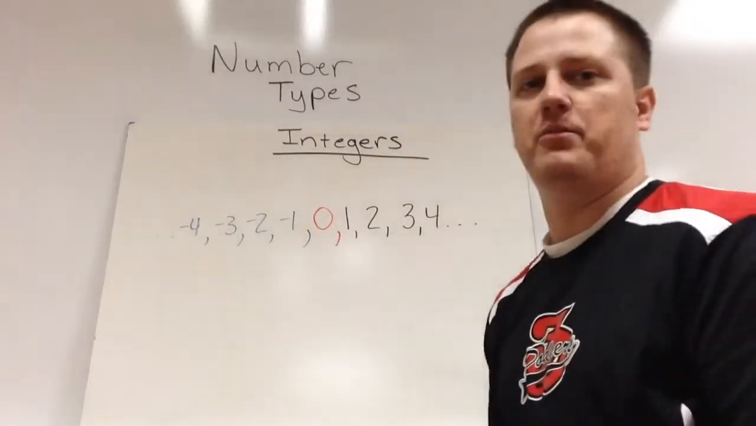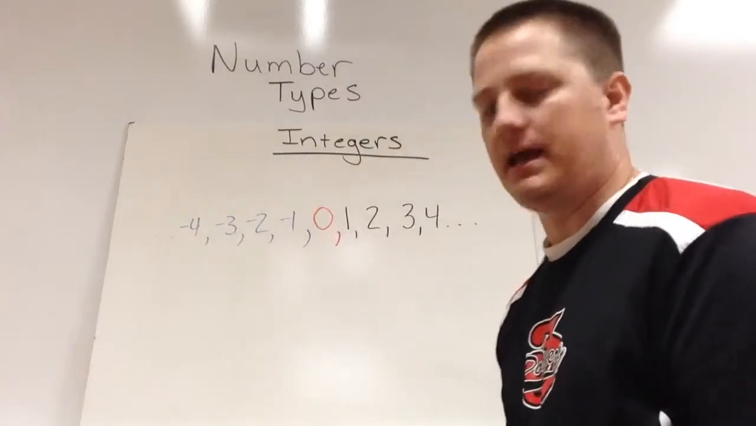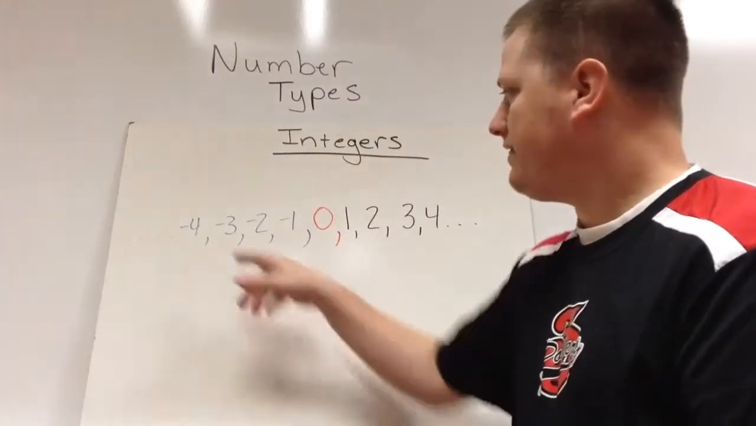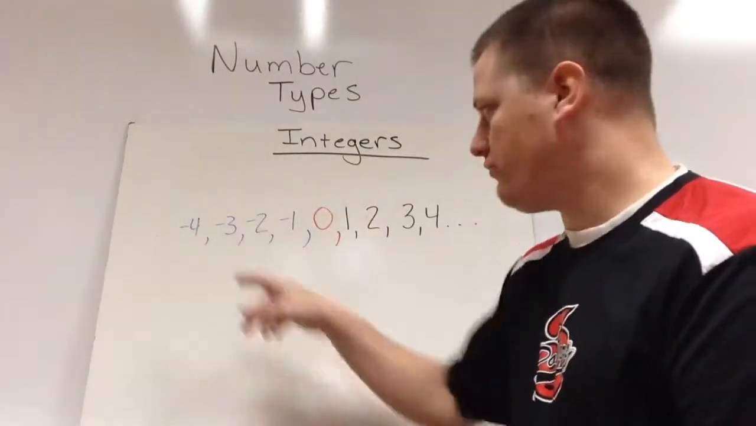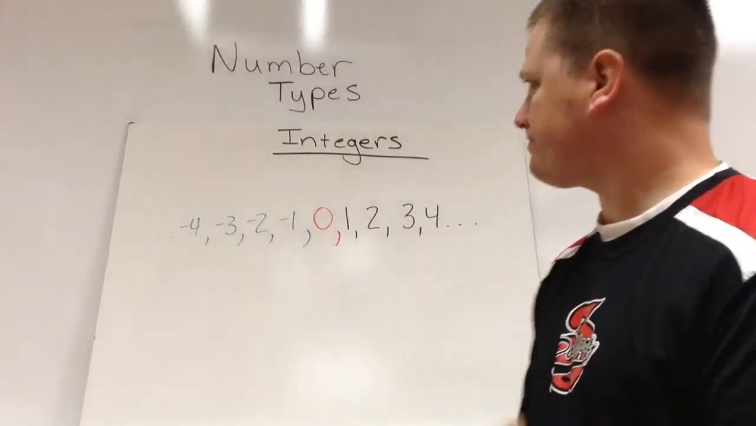Notice there's no decimals or fractions here. The word integer basically, for our purposes, means that these all have denominators of 1. We can divide them all by 1 and they stay exactly the same.